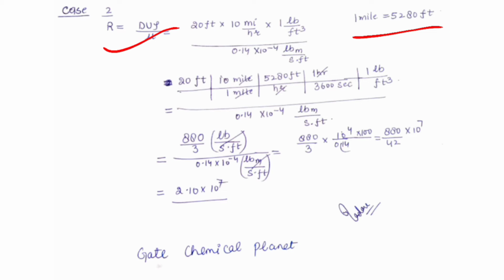So what we have done: 1 mile equals 5280 feet, we have put it here. And 1 hour equals 3600 seconds. So the final answer after calculation is 2.10 times 10 to the power 7. Okay. I think it is clear to all the students.